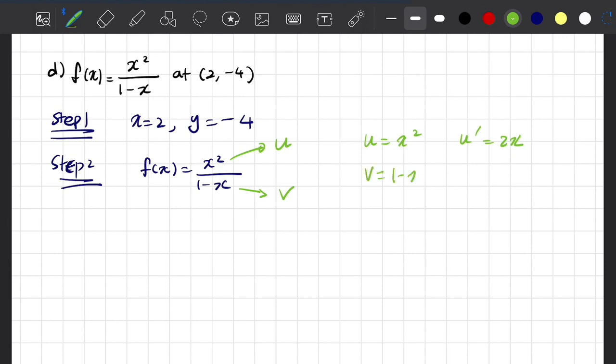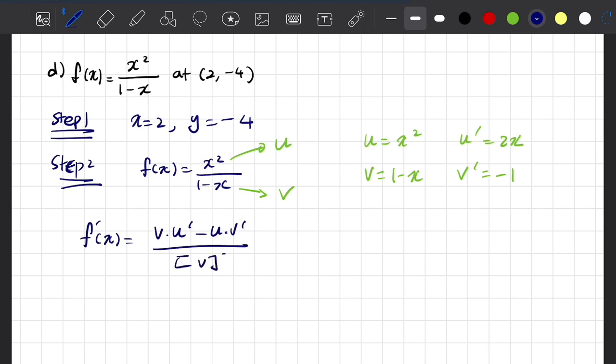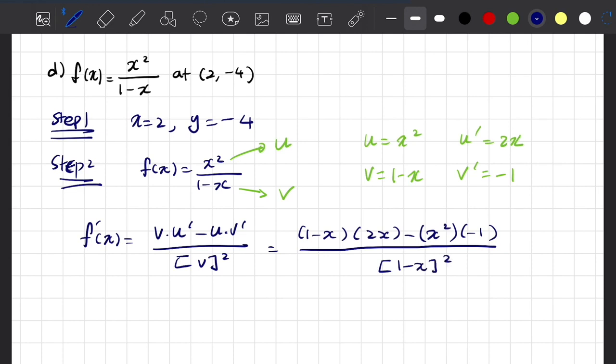v is equal to 1 minus x, and v prime is equal to negative 1, right? Then using the quotient rule, I can find the derivative of the function f of x by doing v times u prime minus u times v prime over v squared, right? Then I do (1 minus x) times (2x minus x squared) times minus 1 over (1 minus x) squared. Then we have found the derivative, right?